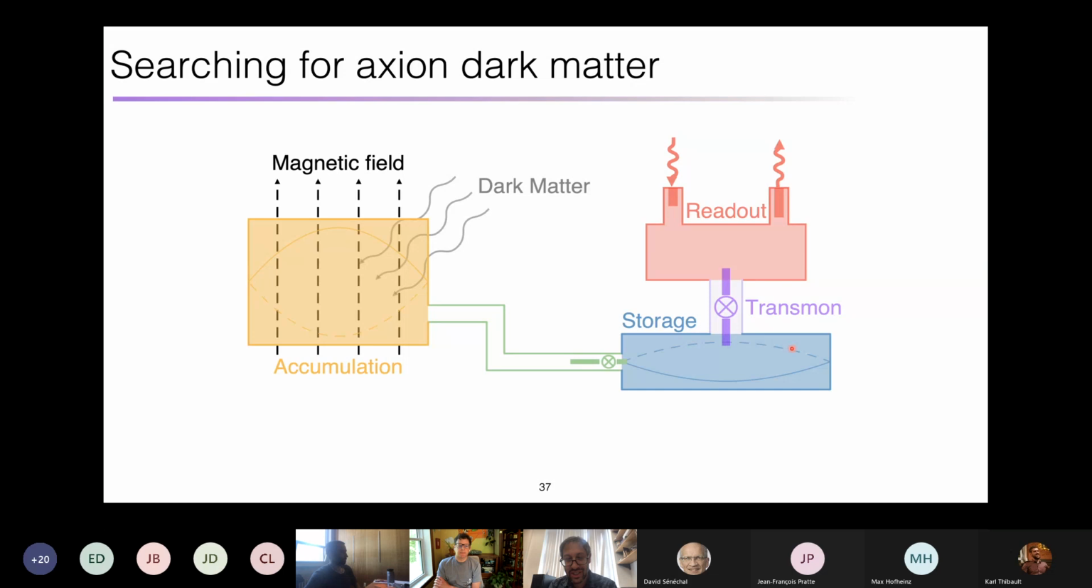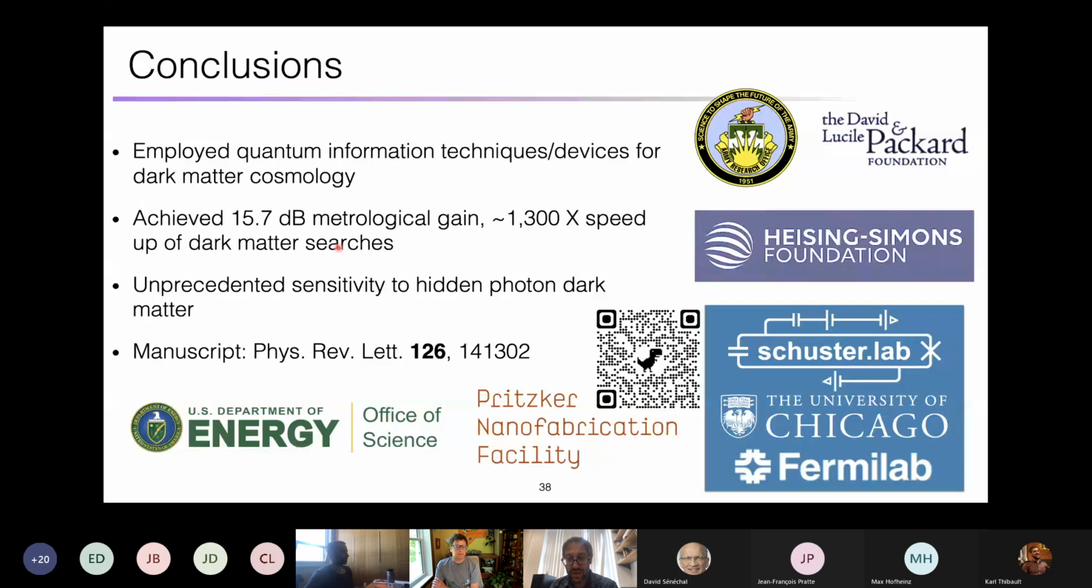And yeah, I guess I already explained this part. But we also really want to search for the axion, not just hidden photons. So with that, I'll conclude. I think we used qubits and quantum information techniques to help with dark matter searches. I think it's a real speed up.